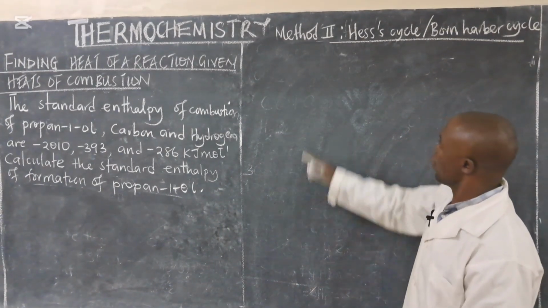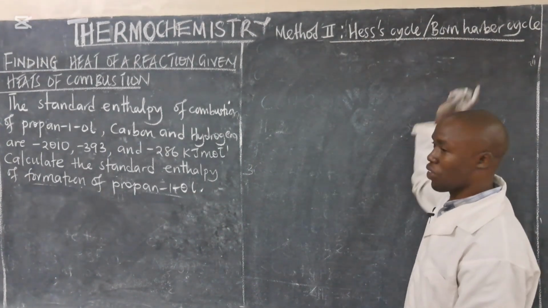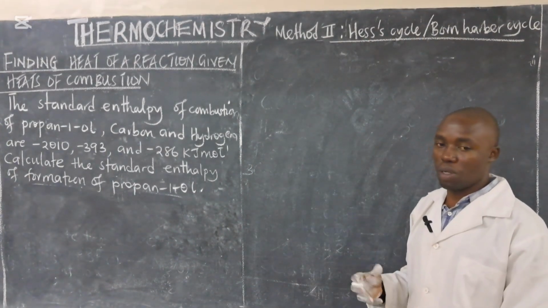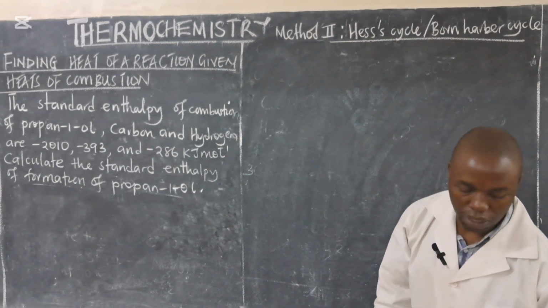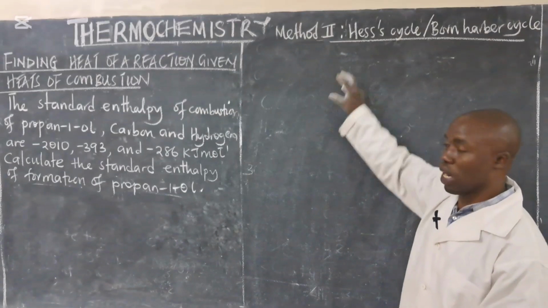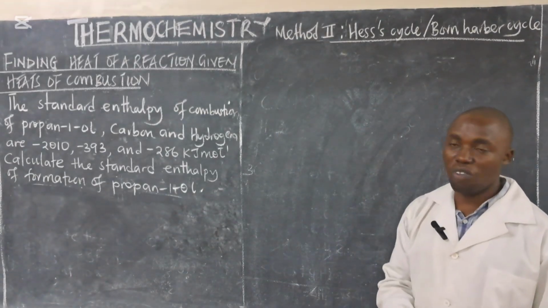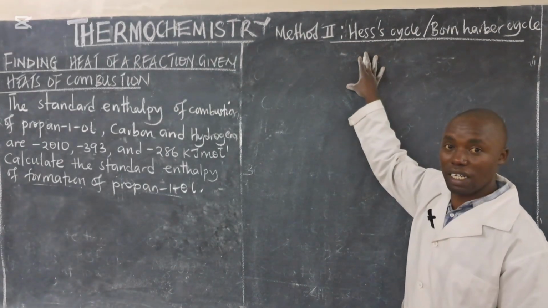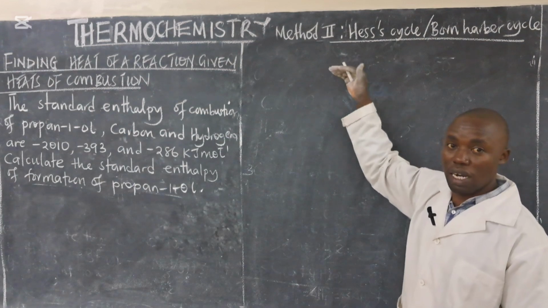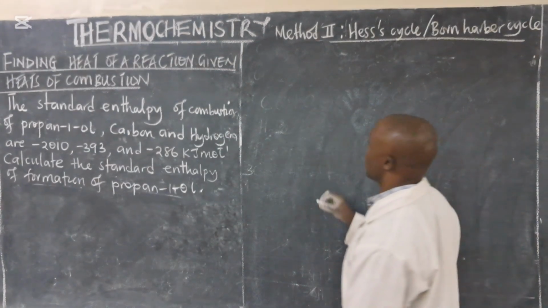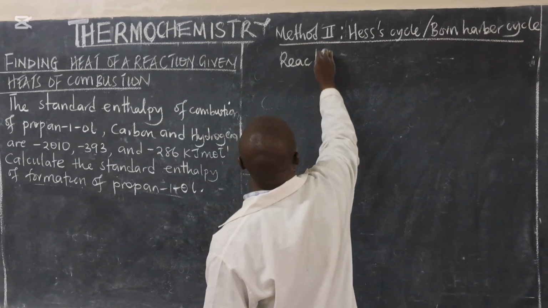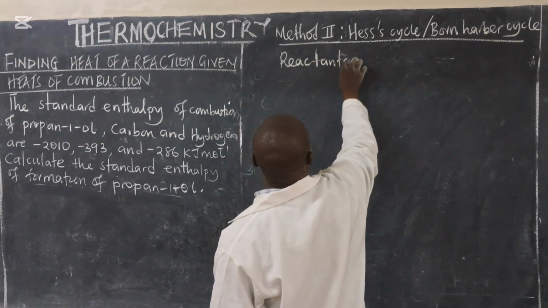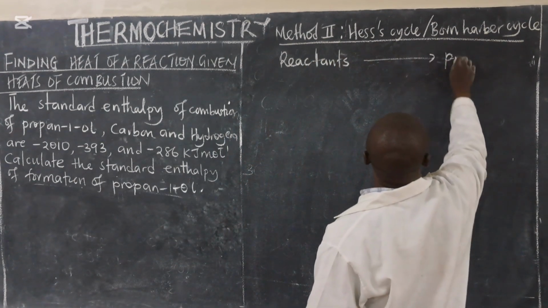In method 2, we said we are going to use Hess's cycle or Born-Haber cycle, which seems to be simpler and the shortest method compared to the other one. So here we want to write one equation. Now, before you engage in this method, let me give you the general format of the method. The method should have reactants giving us products.